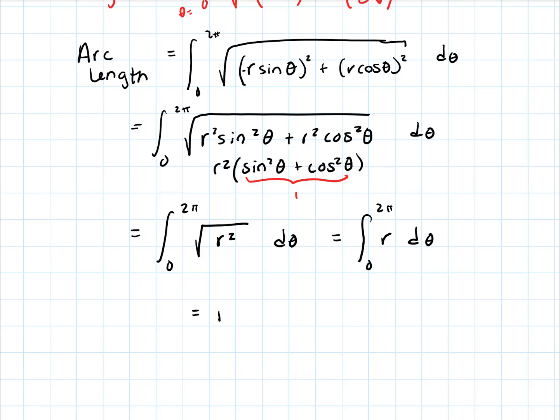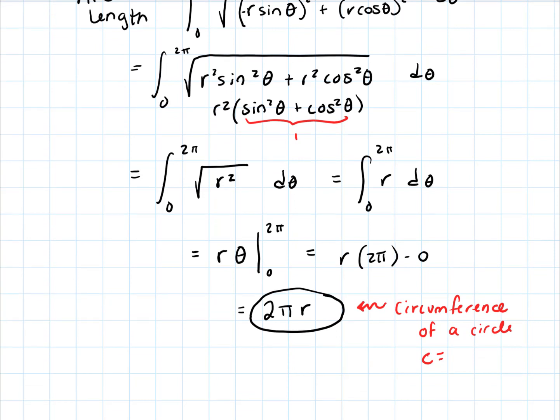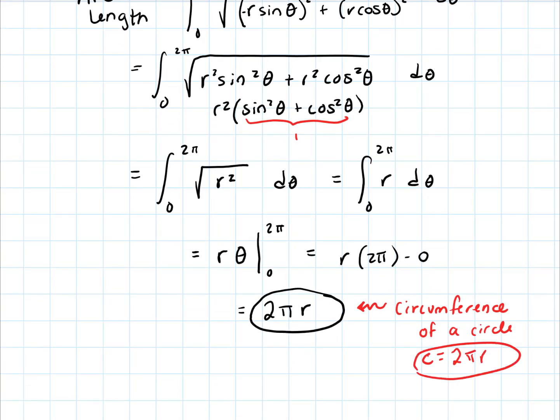So this would just be r times theta evaluated from 0 to 2 pi, which is just r times 2 pi minus 0, or 2 pi times the radius. And that is the arc length. Check it out. That is the circumference of a circle. Circumference is 2 pi times the radius. It's pretty cool. That's exciting.